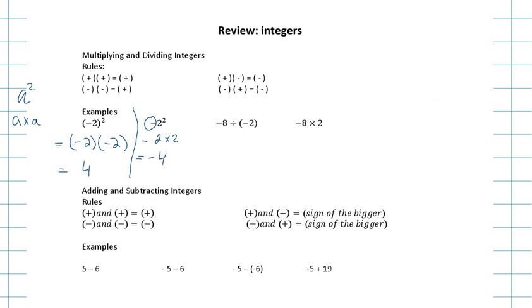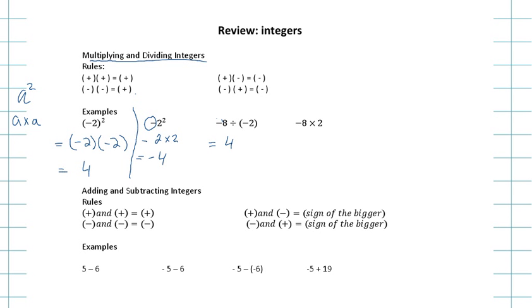Now, multiplication and division follow the same rule. Okay? So if you're dividing a negative by a negative, it's going to become positive. If you're dividing a negative by a positive, it's going to become negative. Okay? So they follow the same exact rules as this. Okay? So you have a negative 8 divided by a negative 2. Positive 4. Okay? Because remember that a negative divided by a negative is positive.